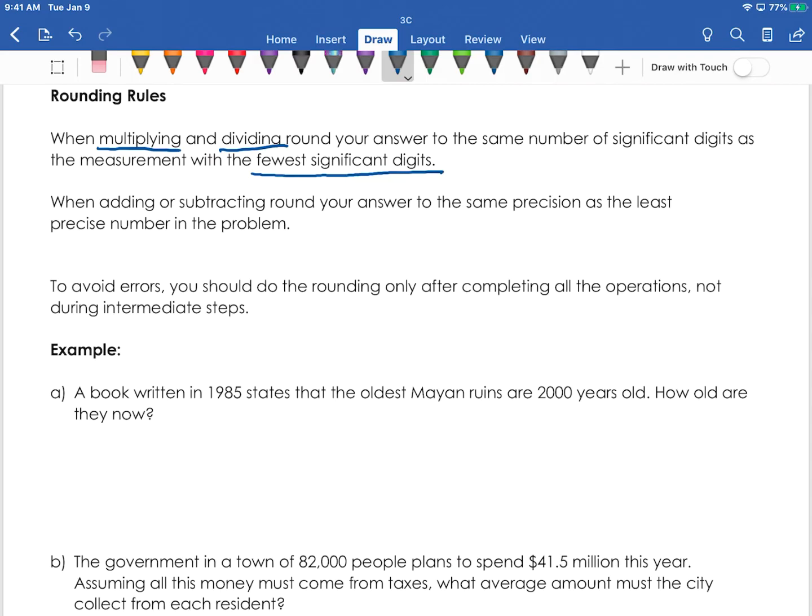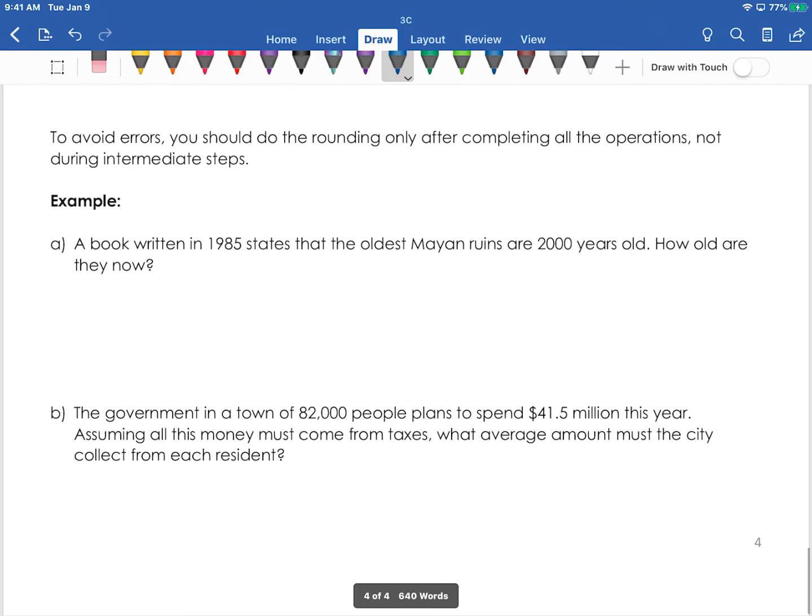So if we look at this example down here, example B, we're going to apply the multiplication and division rule to this. It says the government in a town of 82,000 people plans to spend $41.5 million this year. Assuming that this money is going to come from taxes, what is the amount that they need to collect from each resident? So they need $41.5 million for a budget in this town, and the town has 82,000 people, so we need to divide that budget to see how to tax each person.